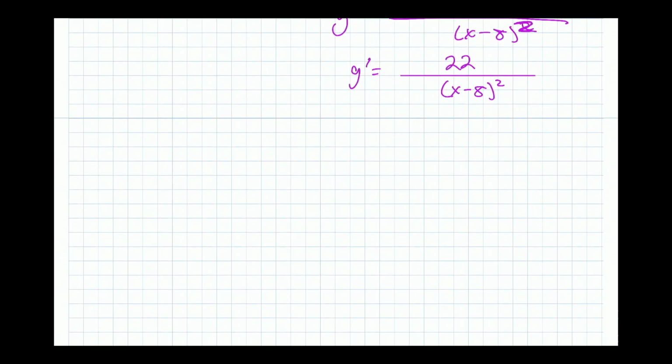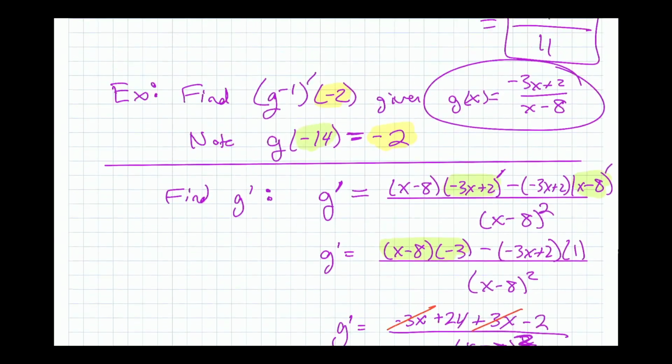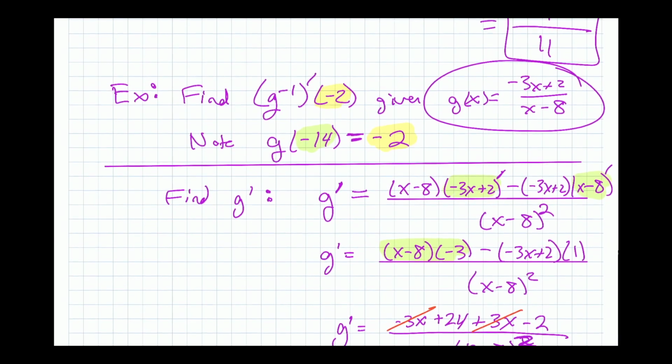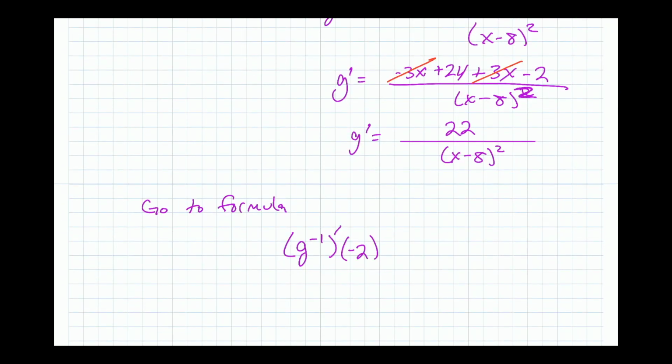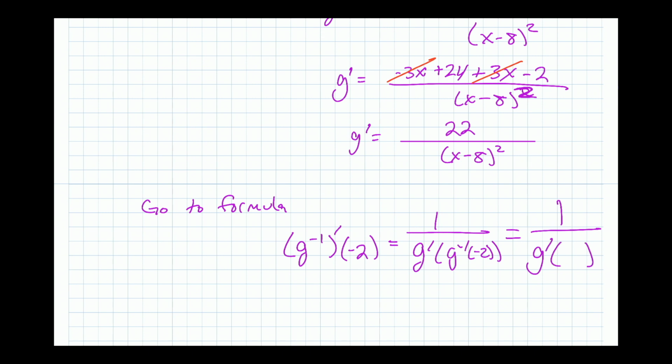Okay, so now let's go to the formula. So what am I asked for? G inverse prime of negative 2. So that's 1 over G prime, G inverse of negative 2. Again, you always work these from the inside out. So we need to know what is G inverse of negative 2. The number, right? What number?